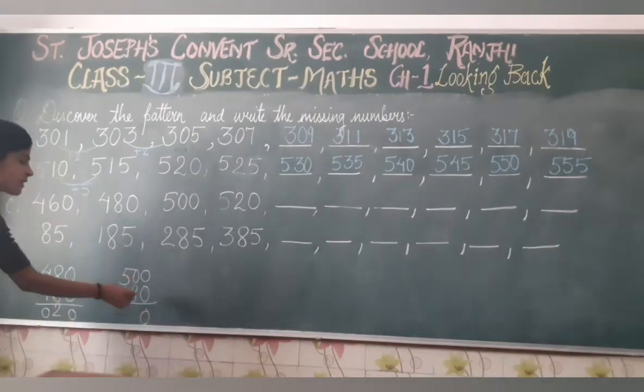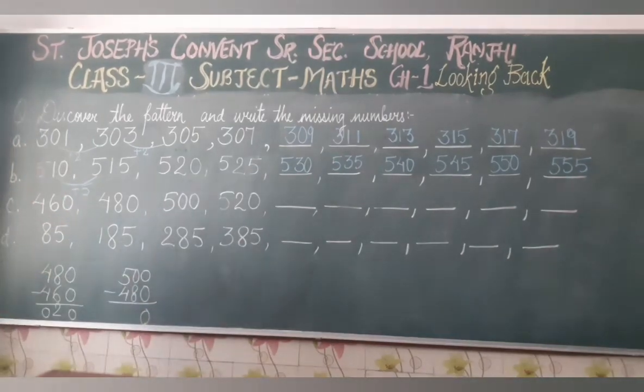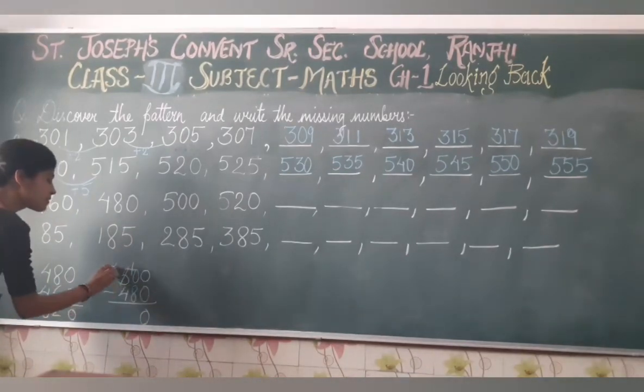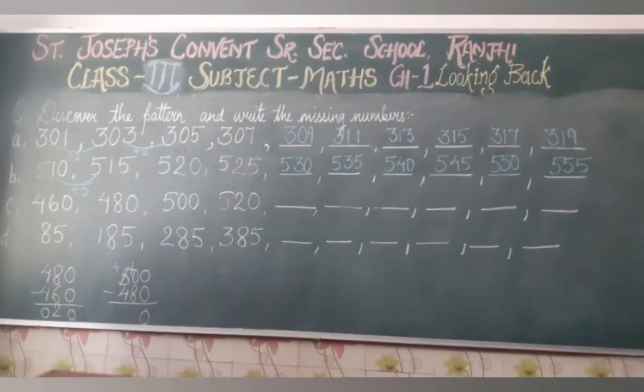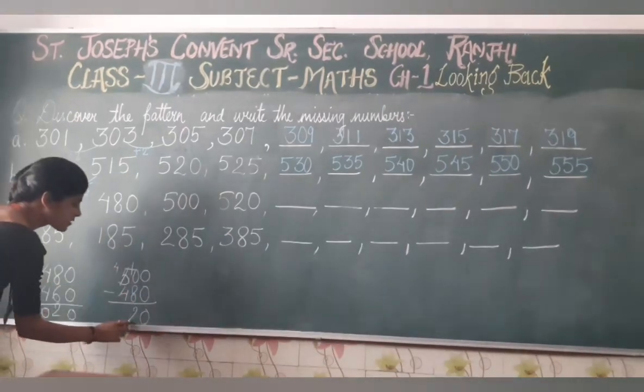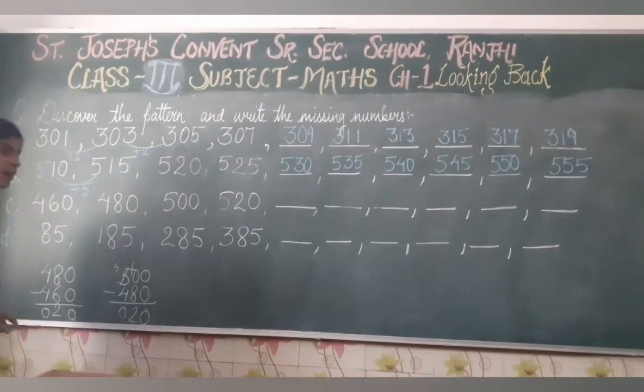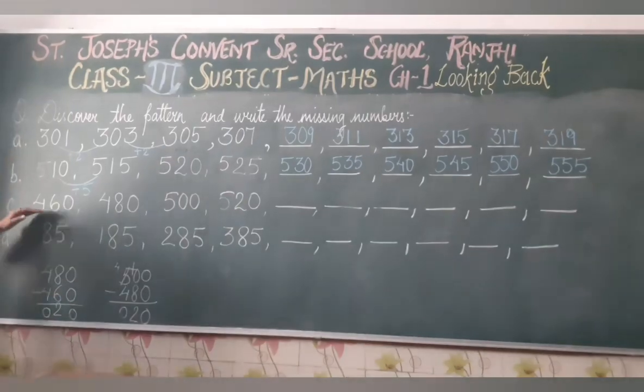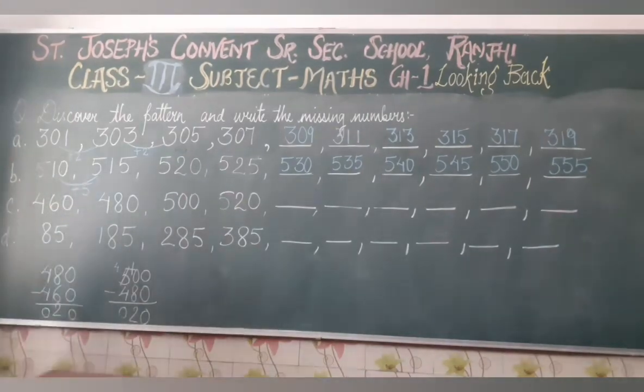As 0 minus 8 is not possible. Why? Because 8 to bada number is 0. So we will borrow 1 from this 5. And 5 will become what? 5 will become 4. 10 minus 8 is 2. And this will be again 0. So again there is a difference of 20. This means what? In this pattern, there is a difference of 20.